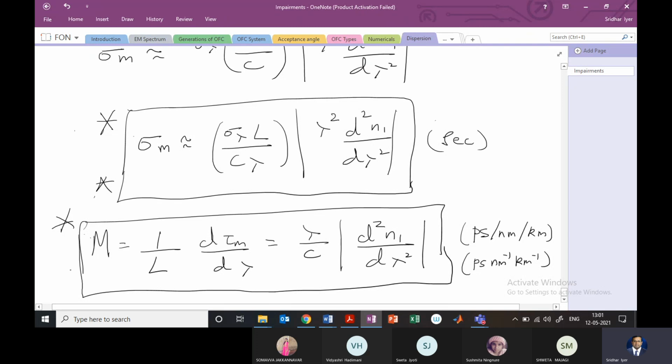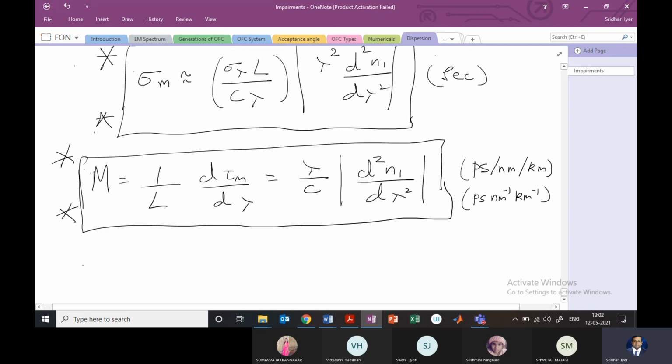The only thing that we are not aware of is how this spectral width of the source occurs. Why this is happening, that we'll be seeing in module 3. And then the other thing is the effective refractive index. We have only used the equation, so we need to see why this equation occurs. So that derivation we'll be doing when we talk about different fiber types.